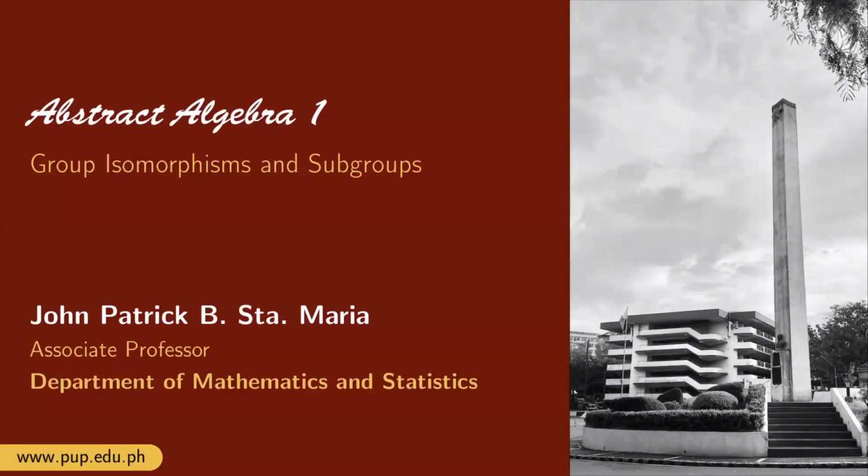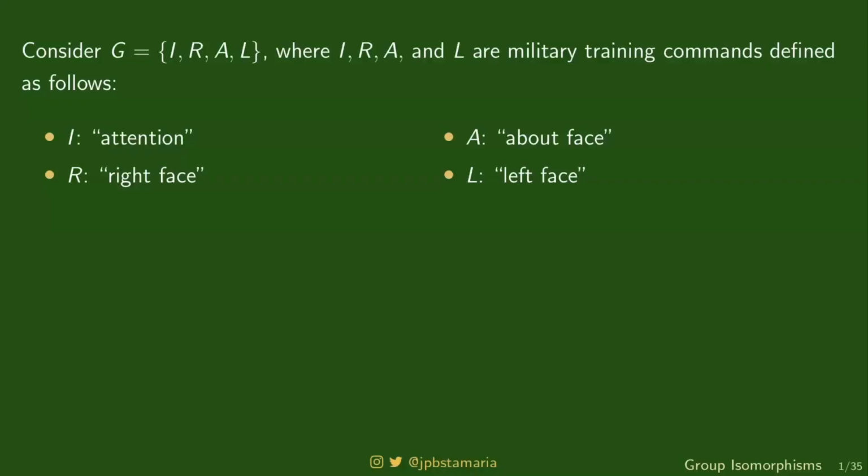To give you an idea of what the term isomorphism means, I would like you to consider this example. Suppose that you have the set G, and the set G has the following elements: I, R, A, and L. Now, I, R, A, and L represent military commands.